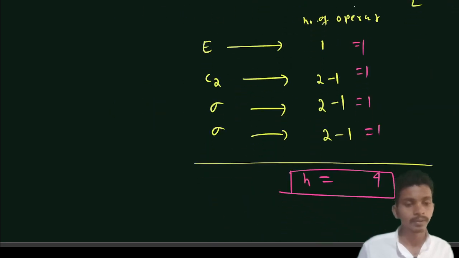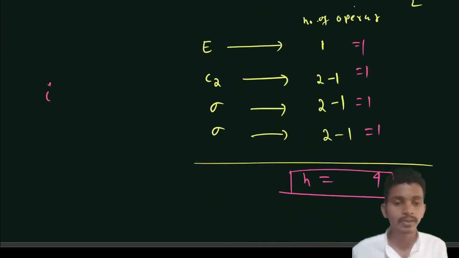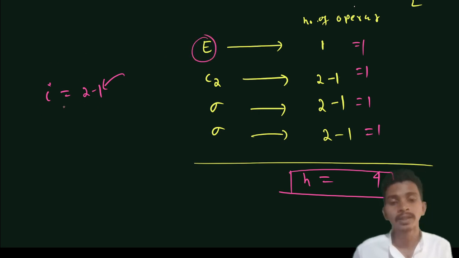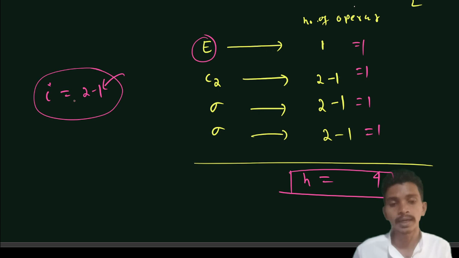Similarly, if sigma is there, if I is also there, then that will also be 2 minus 1, because I is subtracted, because E is already included if it is in the group. And if it specifically asks for I only, then it will be 2.